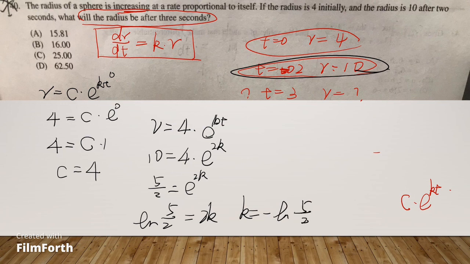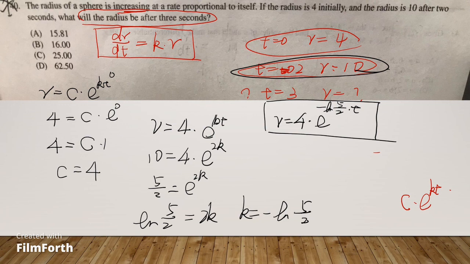So now we have our final equation, or we say final function. So r equals 4 times e to the negative ln of 5 over 2 times t. The last step is just to plug t equals 3 into our function and solve for r. So we can use the calculator to evaluate this.